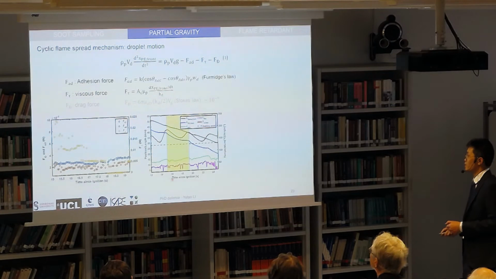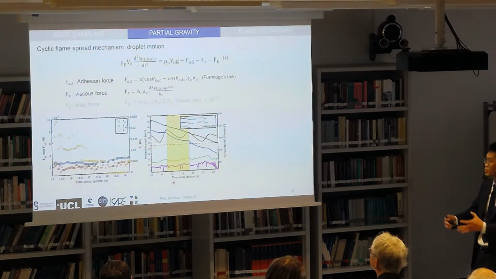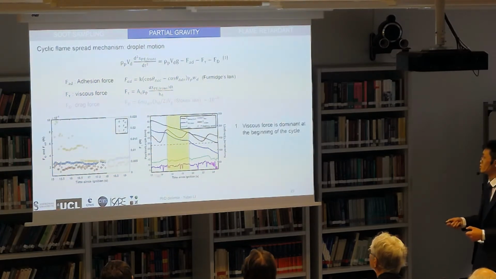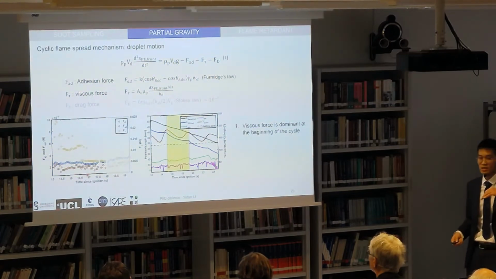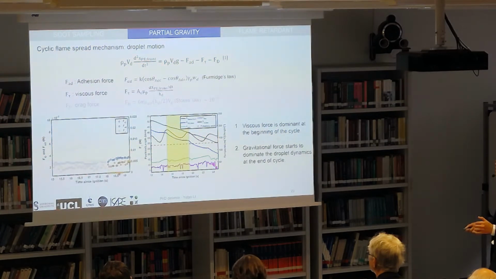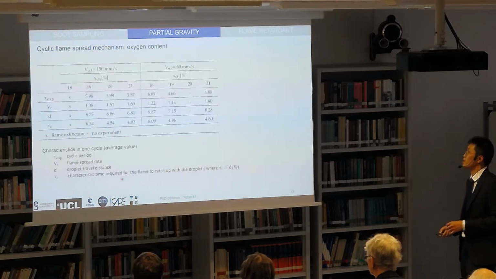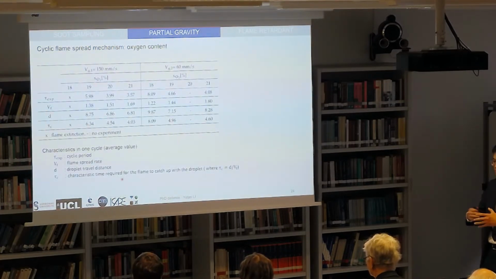And the other characteristics may help us to further understand the mechanism, so they are also shown here. Based on the above information, we can find that the viscous force is dominant at the beginning of the cycle. As the droplet slides and the viscous force reduces, the gravitational force starts to dominate the droplet dynamics at the end of the cycle. Now we know a little bit more about the mechanism.